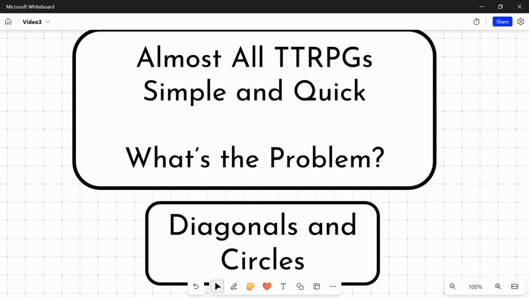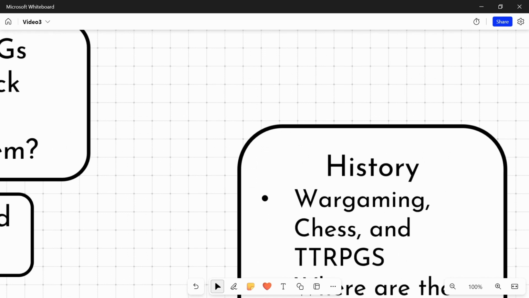If you are interested in some of the backgrounds and the history of gridded combat systems, I'm going to be talking a bit about that, why we use them, what they are good for, and some other options like hexes and triangles and stuff like that. So yeah, let's crack on.